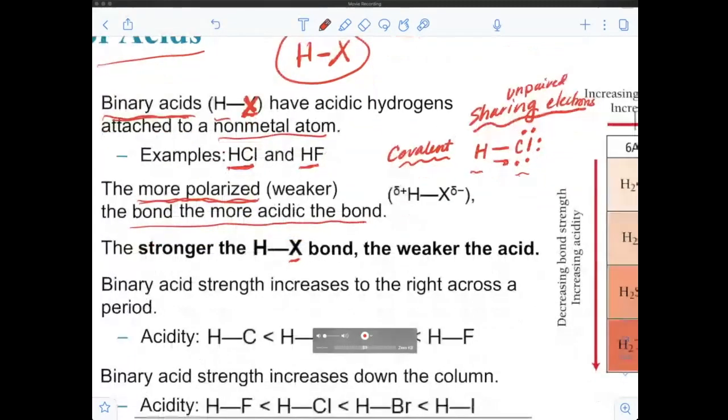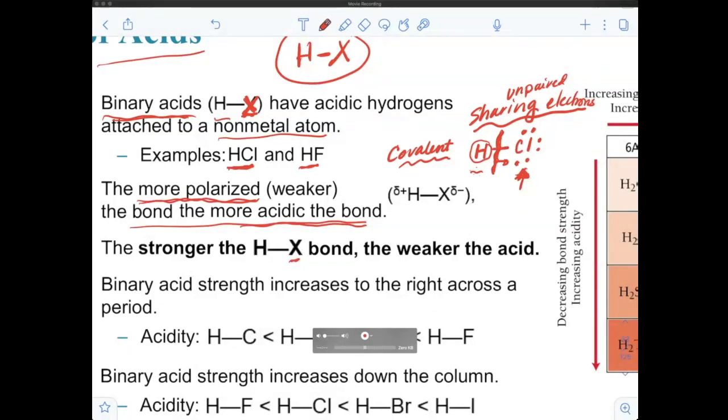Okay, so moving on. The more polarized the bond, the more acidic the bond. In other words, if you have mismatched elements where one element, like chlorine, is very polar compared to the other, chlorine once again has more advantage over the shared electrons. So the more advantaged the nonmetal is over hydrogen, the more unequally shared the bonding electrons. In that case, it is easier for that bond to break because the electrons are not holding onto the hydrogen atom very strongly.